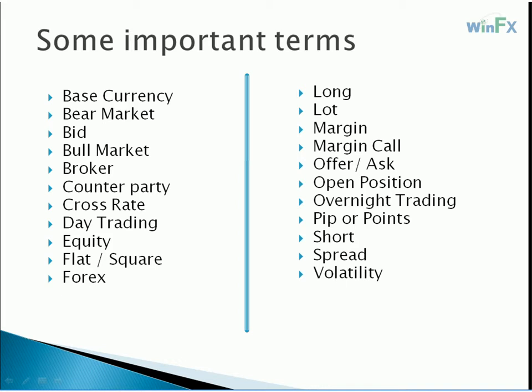The next term is short, which is opposite to long. It is a market position where the trader has sold a currency he does not already own. Like long, it is normally expressed in the base currency terms. For example, short dollars means long euro. The next term, spread. Spread is the difference in the prices between the bid and offer rates. The last term, volatility. It is the measure of price fluctuations.